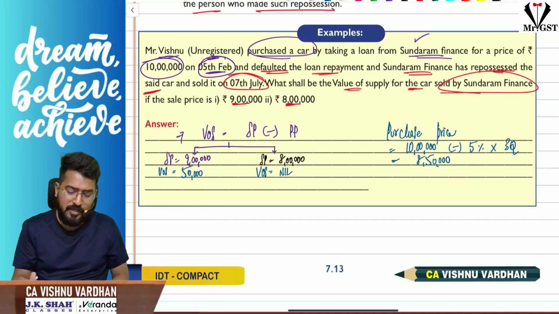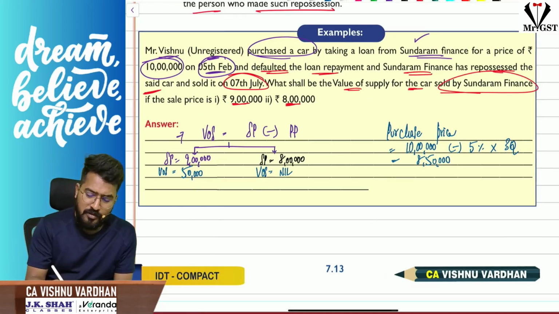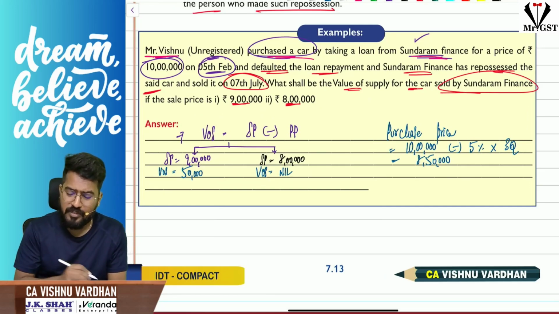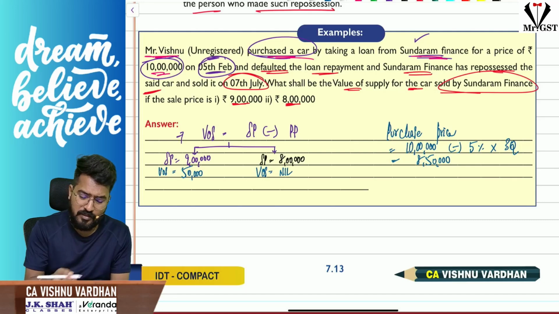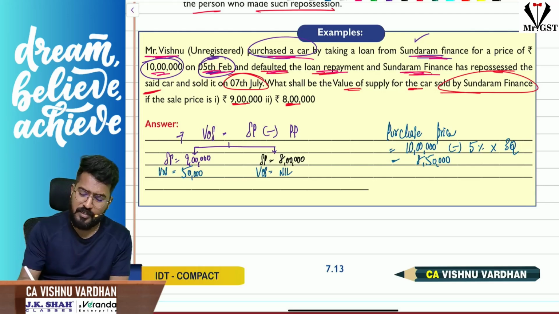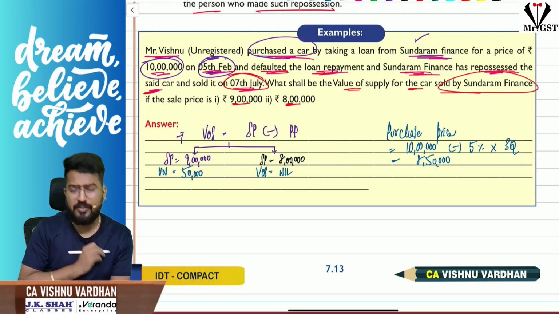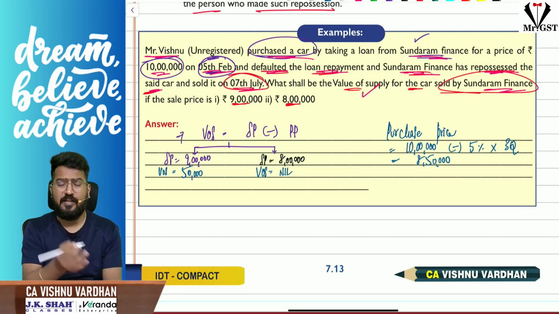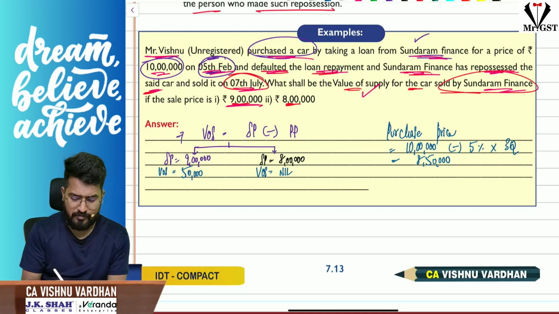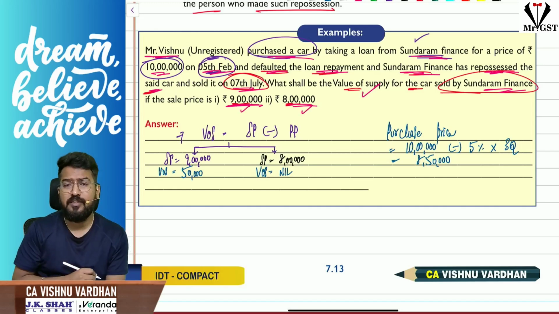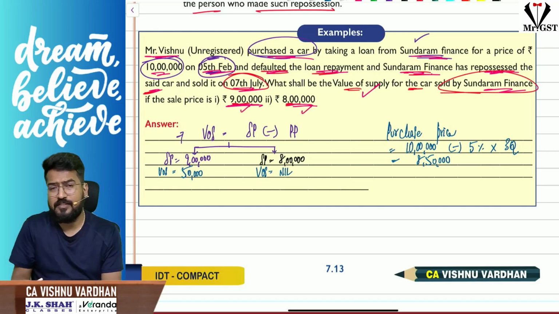See, look at this properly. Vishnu, an unregistered person, has taken a car from Sundaram Finance for 10 lakhs. He has taken a loan, on 5th February he has done that, and he has defaulted on the loan repayment. Sundaram Finance has repossessed the car and sold it on 7th July. Now, what is the value of supply of the car by Sundaram Finance when they are selling? If at all, the sale price is 9 lakhs or 8 lakhs as the case may be. You know the sale price, 9 lakhs or 8 lakhs, two different scenarios.